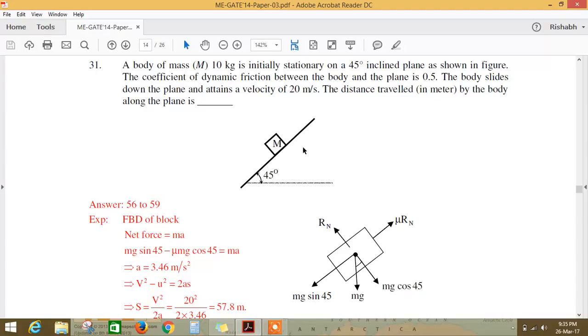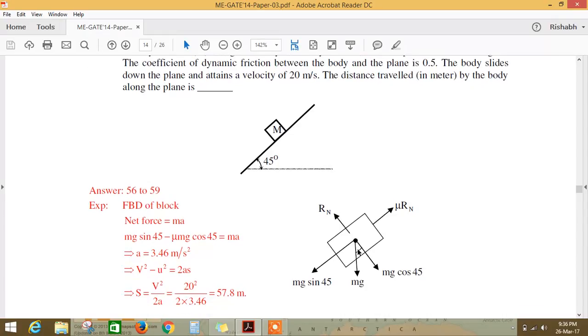Okay, so as we know, the body is at rest and it attains a velocity of 20 meter per second. Since actually you have to draw the free body diagram. Unless and until it is mentioned that the body attains a uniform velocity, you cannot take acceleration as 0. You have to consider the acceleration. So the body will start sliding down.